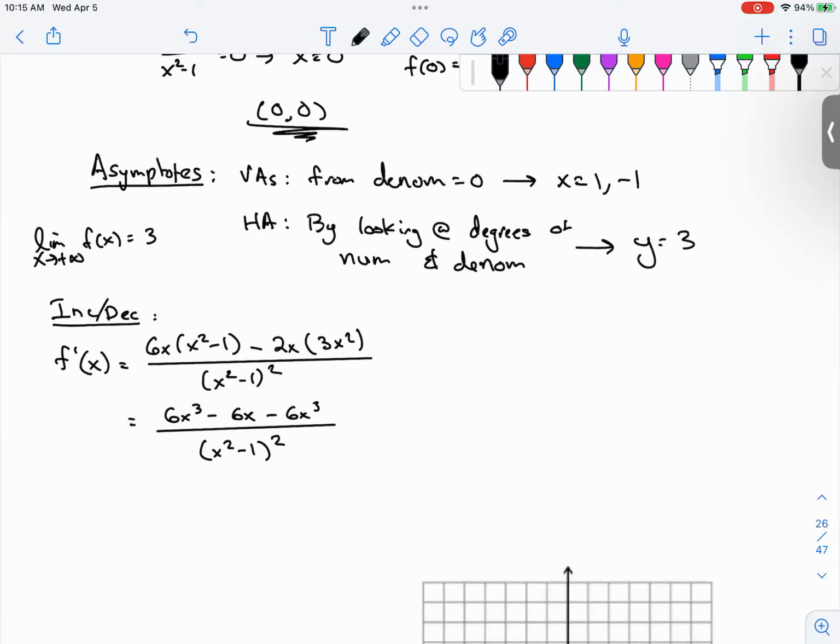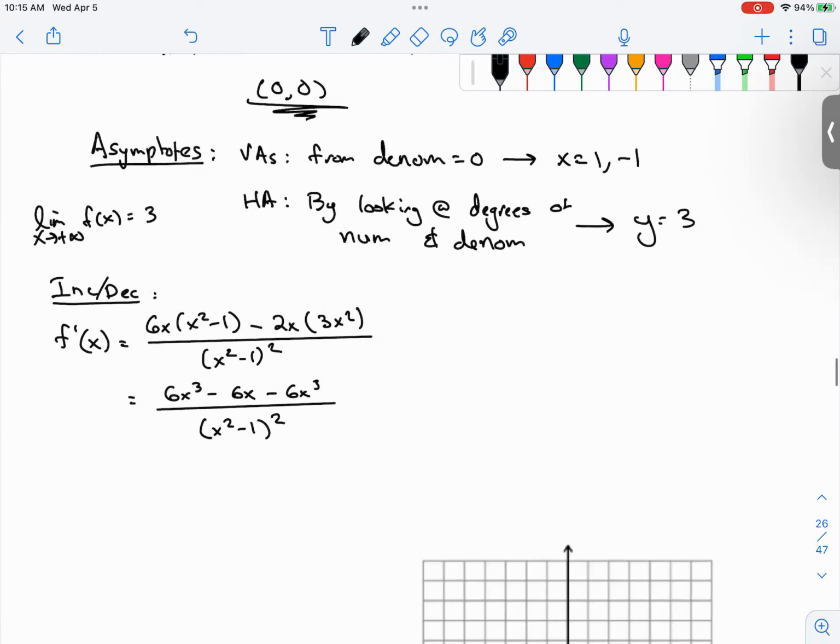Cubics are no fun. Ooh, we're running out of space, aren't we? Are we not? When are we not running out of space? Fair. Always a lot of math.